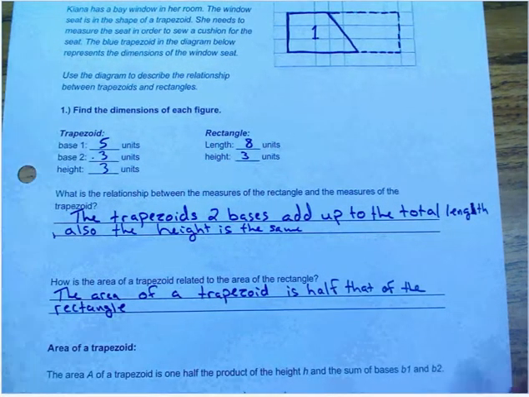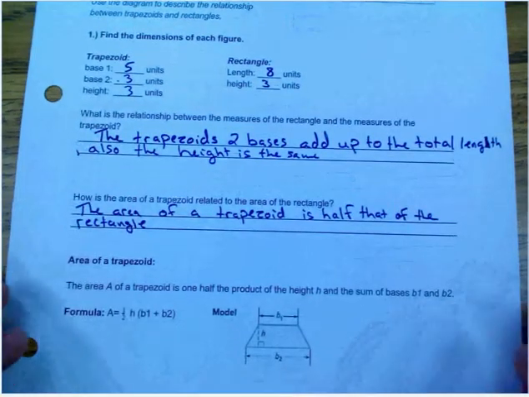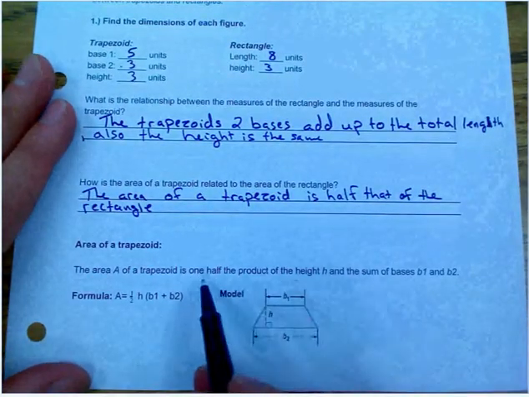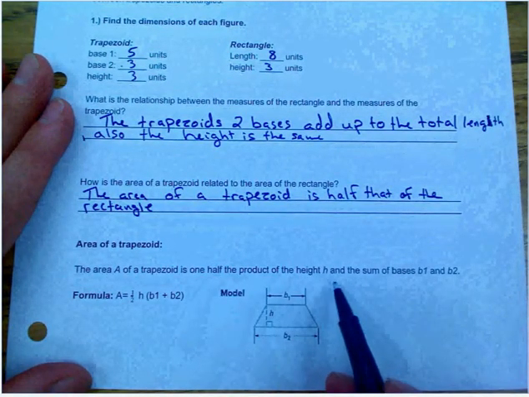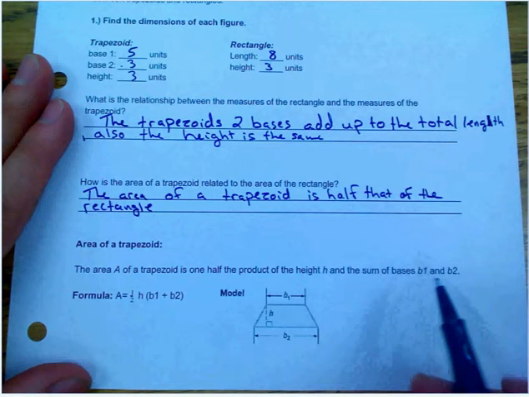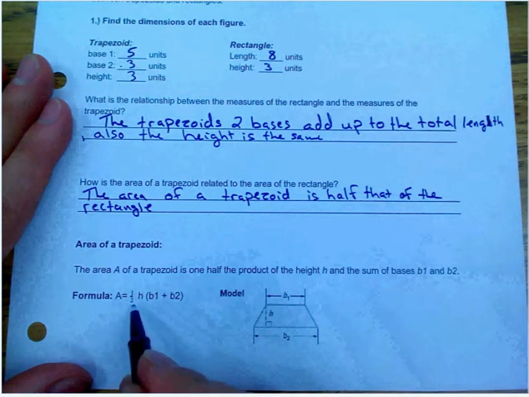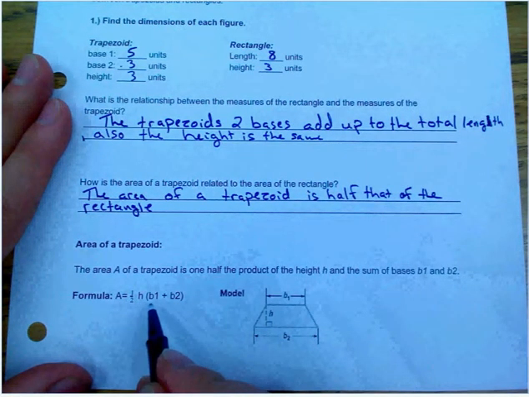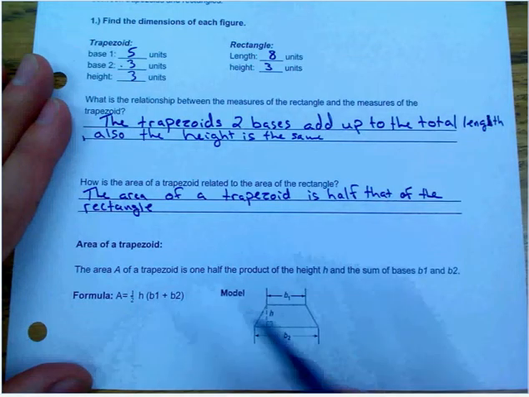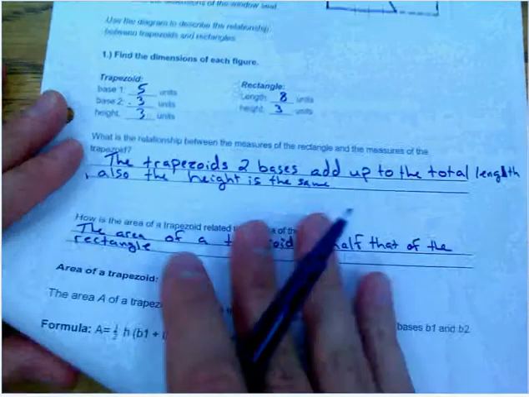So now let's talk about formulas. The area, capital A, of a trapezoid is 1/2 the product of the height h and the sum of the bases b1 and b2. So it's 1/2 times the height times the sum of base 1 plus base 2. So let's take a look over on the other side.